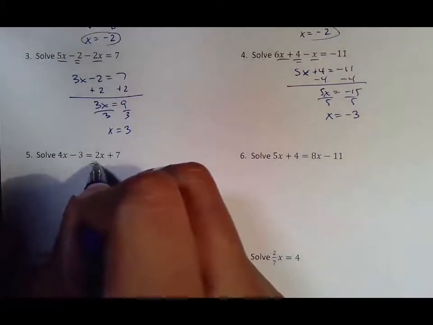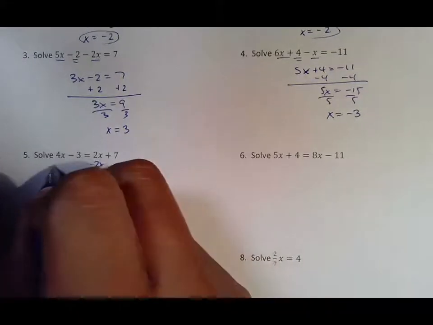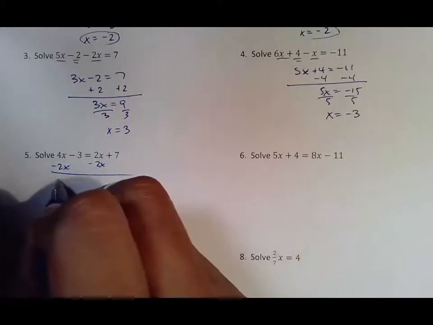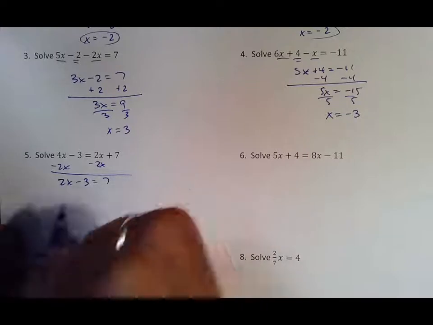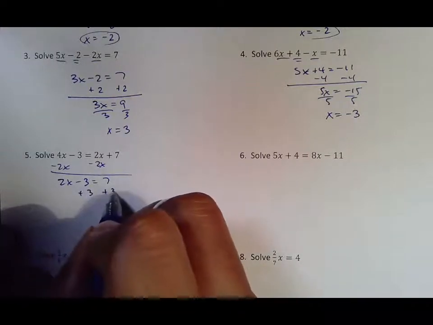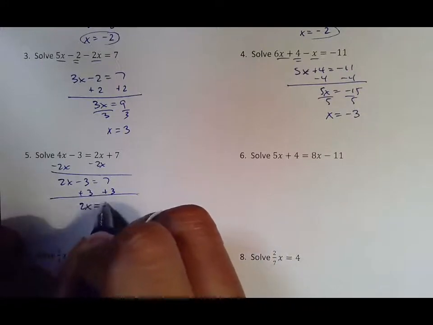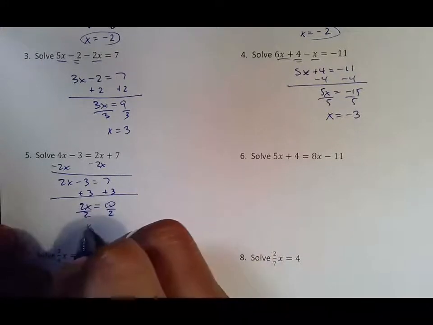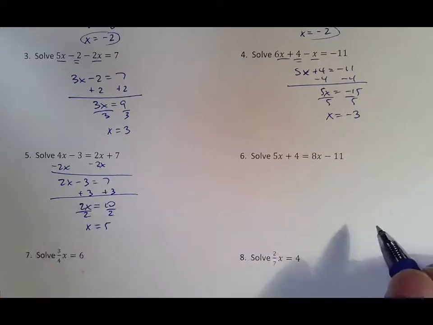Don't forget, again, whenever you have a variable on both sides, that you move the smaller one to the larger one, and everything else stays the same exactly as it is. You then move your 3 the way we've been trained to move the 3, getting the final answer of x is equal to 5.